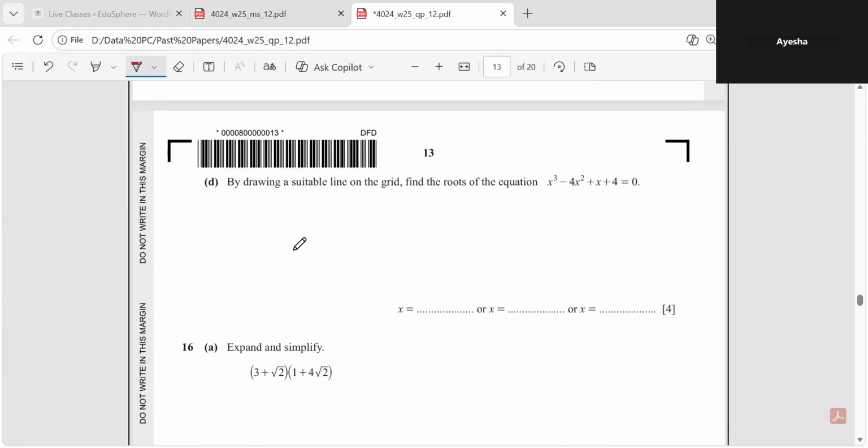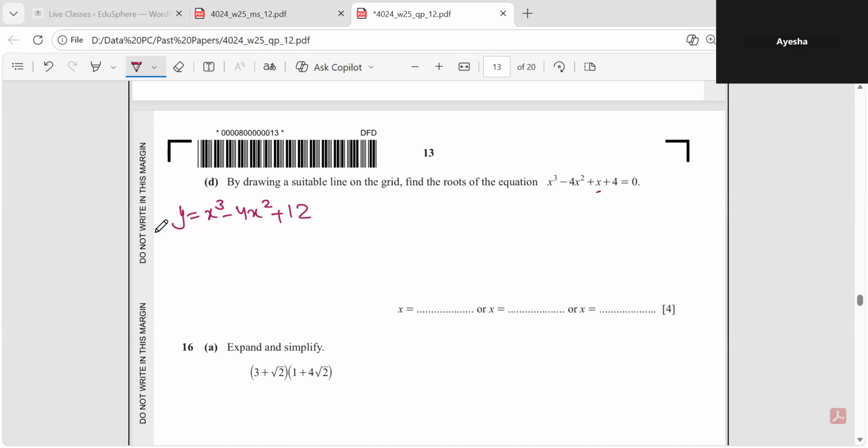Now moving on to this question, they say by drawing a suitable line on the grid, we have to find the roots of the equation. Now the roots of this equation, this is another equation. We had our equation y equals x cubed minus 4x squared plus 12. And this equation is x cubed minus 4x squared plus x plus 4. So first we have to find out the commonality between them. We see that this x is missing here.